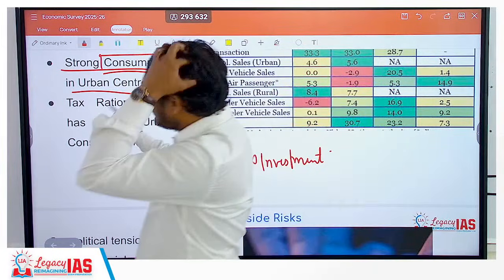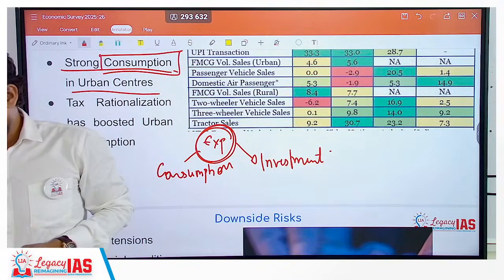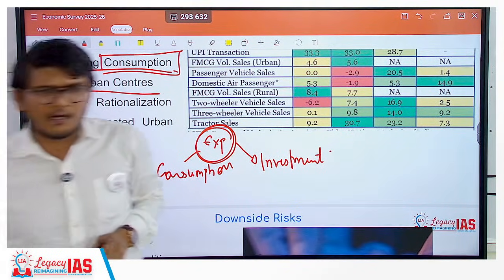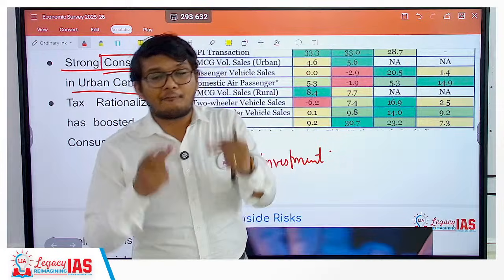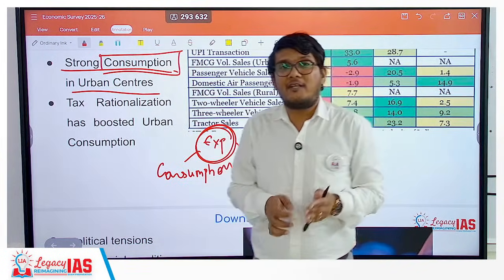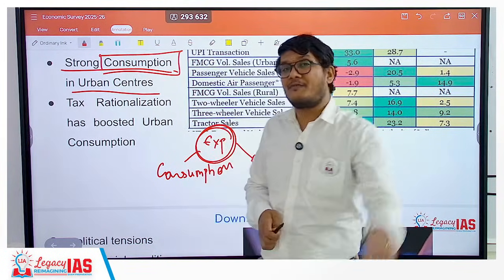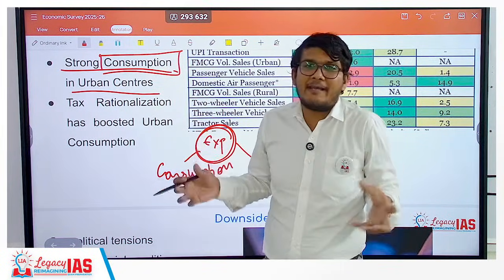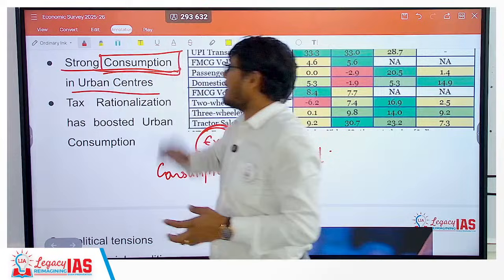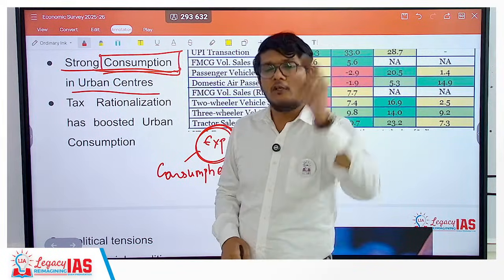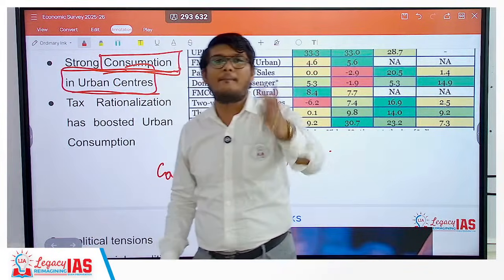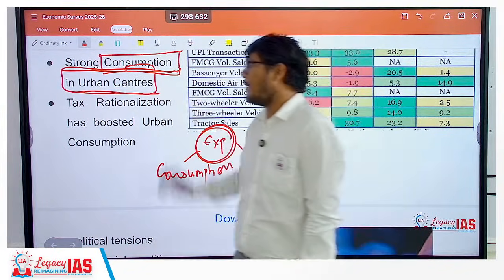So these are very specific things. If there is a direct question with respect to mains in your examination, you have to write points. Of course, there will be generic points, but what are the specific points which were responsible recently? You have to use these kind of points. Someone may write just simply strong consumption expenditure, but if you mention strong consumption expenditure specifically in urban centers, that's a better point to write. So please pay attention here.